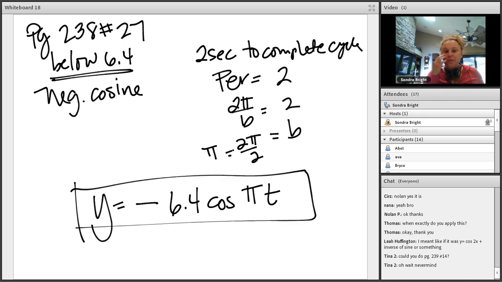So I already did a spring one where it was compressed up, so I used a positive cosine. This one was pulled down first and then released.